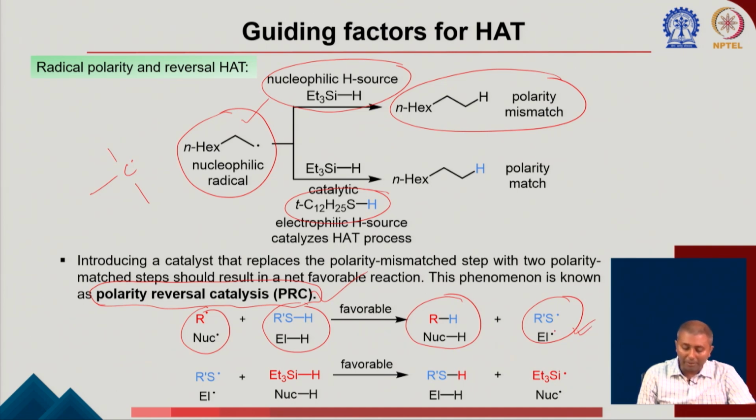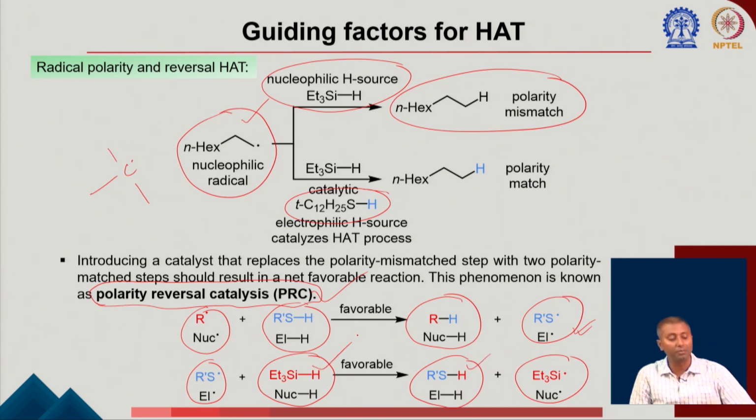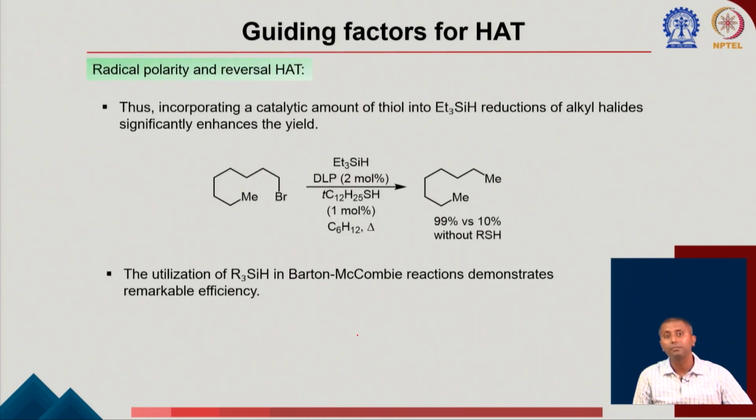Now, what is going to happen? As you are generating an electrophilic radical, that is able to comfortably take the hydrogen from this nucleophilic hydrogen donor. Okay. And then it is going to generate the corresponding SH and this triethyl silicon. Again you can see there is a bond energy difference here. The sulfur hydrogen bond will be stronger than the silicon hydrogen bond. So, that is another driving force here. Okay. So, the polarity match is important. If there is no polarity match, then this polarity reversal catalysis can be useful.